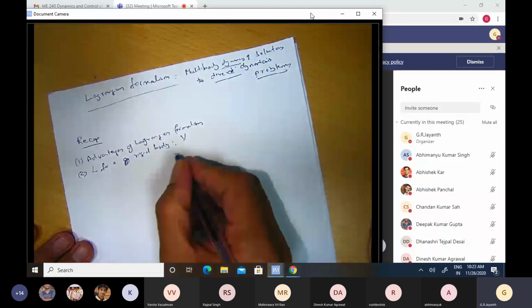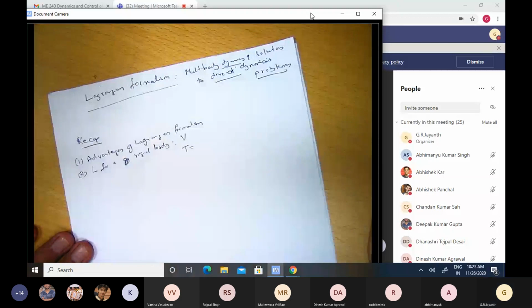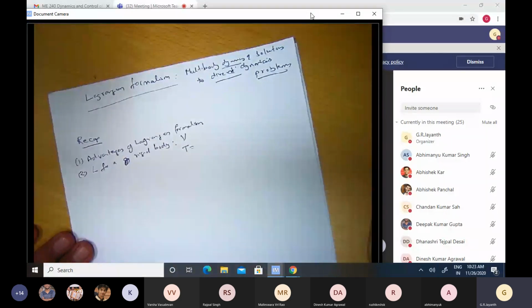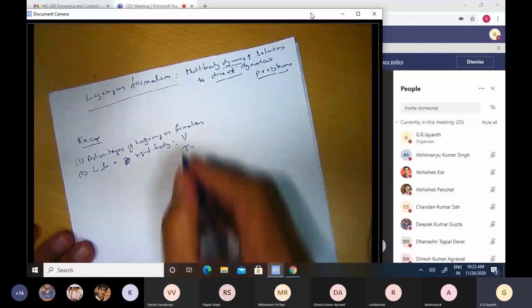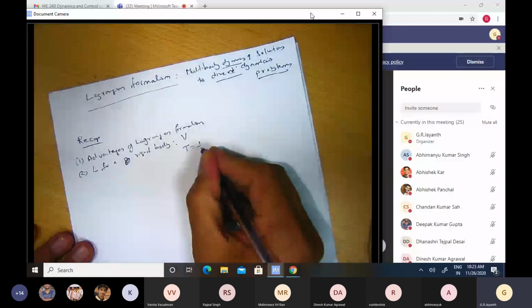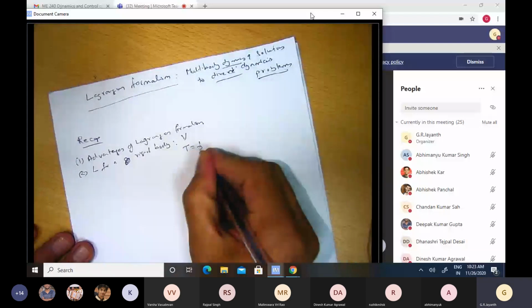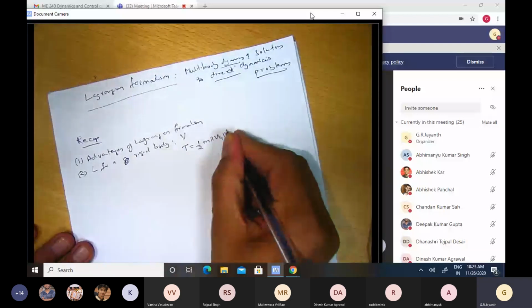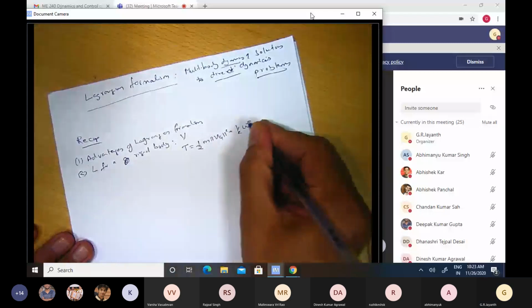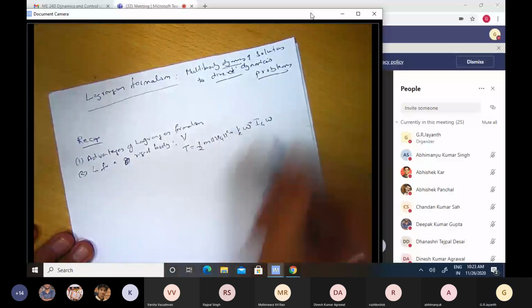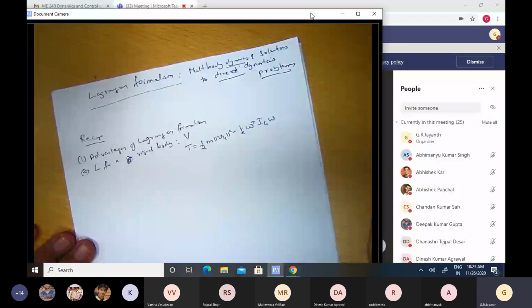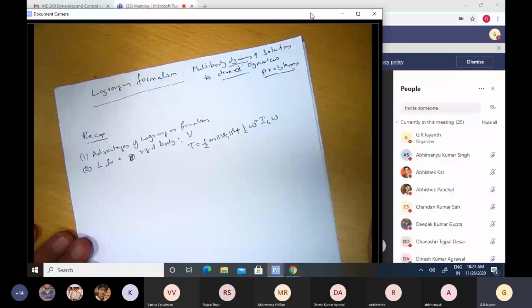The kinetic energy, however, was not equivalent to that of simply a point mass at the center of mass of the rigid body. It had a term that was also dependent on the angular velocity. So the kinetic energy, therefore, was of the kind half m magnitude of Vg square plus half omega transpose Ig omega. Okay, so this was the expression for kinetic energy.